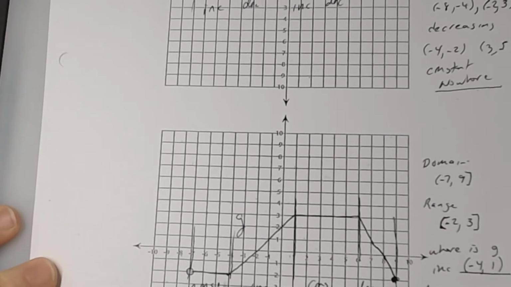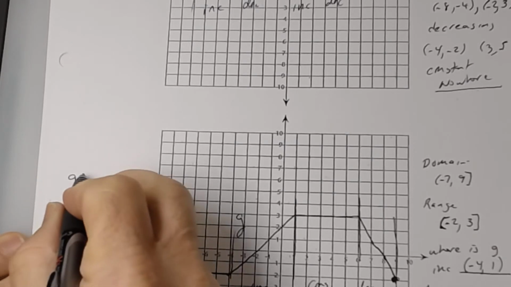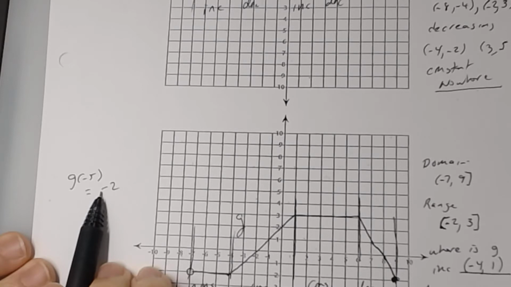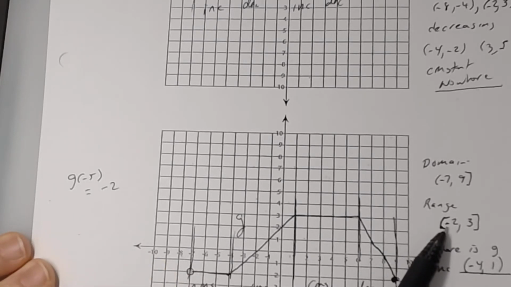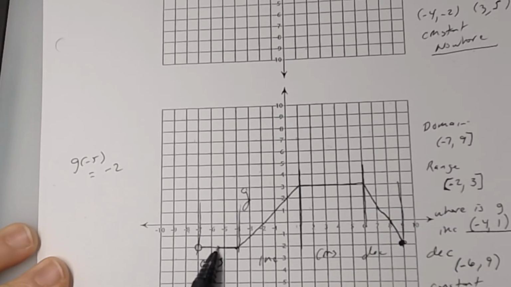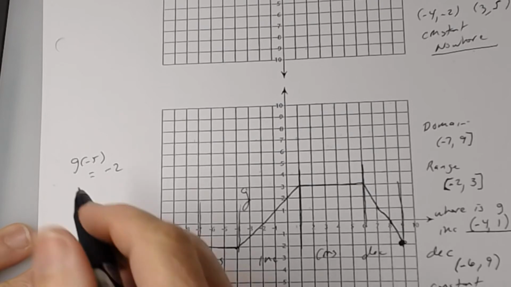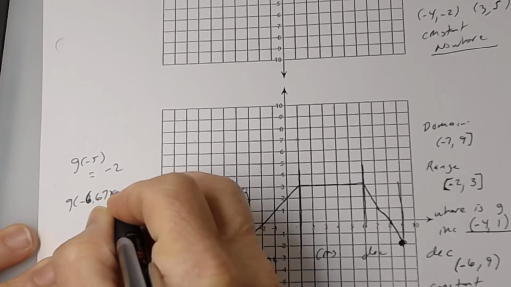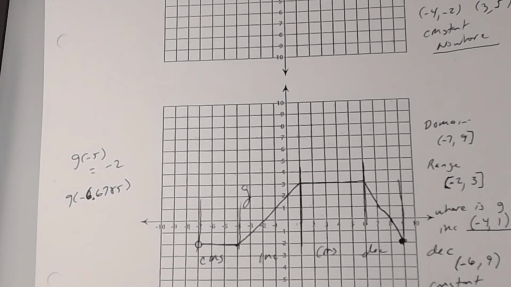All right, what is f of -5? I'm sorry, g of -5. What's g of -5? -2. So you notice right away that the y coordinate's -2 when x is -5. So that's why you have to use part of a bracket here. So in fact, it's -2 in an infinite number of places. Let's do -6.6785. So what is g of -6.6785? -2. No matter where you are between -7 and -4, what is my y coordinate? -2.